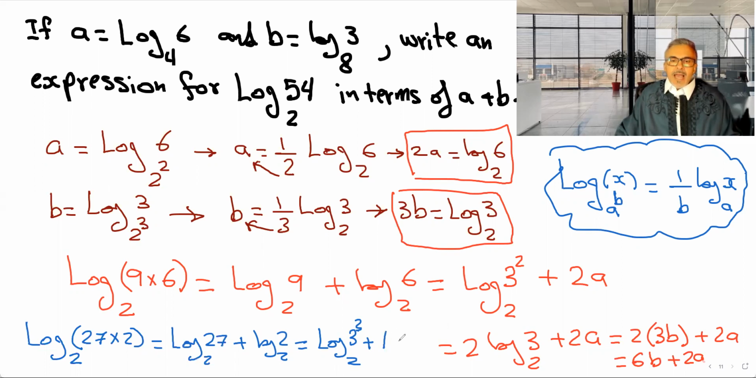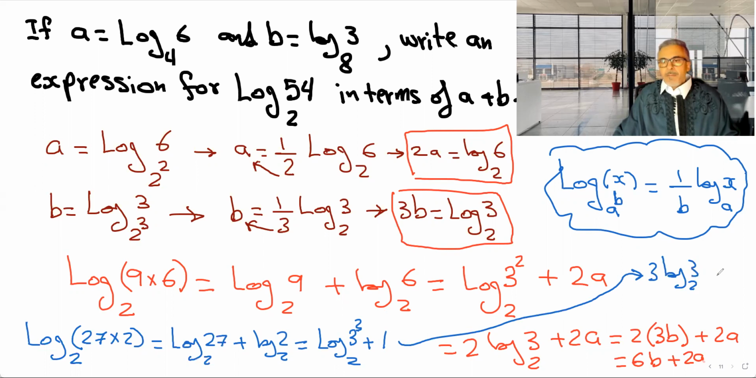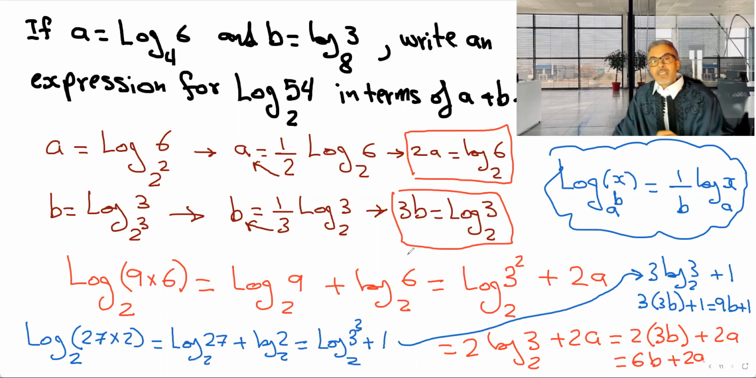Now, I could bring the 3 down, and I have 3 log base 2 of 3 plus 1. Now, log base 2 of 3 is given to us as 3b, so I could change this to 3 times 3b plus 1, which gives you 9b plus 1. Is this wrong? No, it's right. But if you want to represent this in terms of a and b both, then the earlier one should be your answer. If it's open, you could represent it in terms of a or b or both, then you could choose this answer as well.